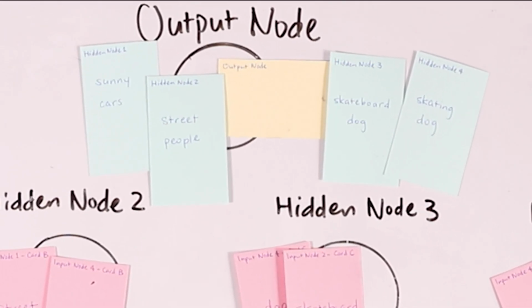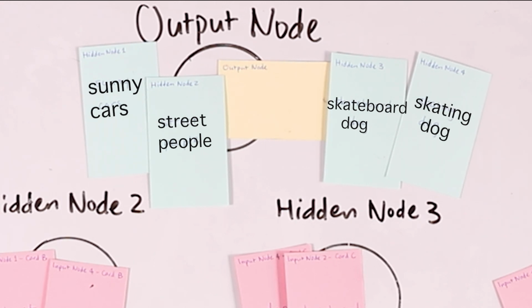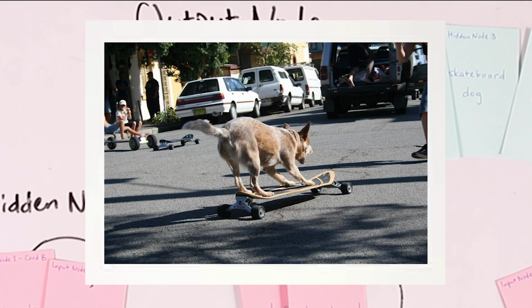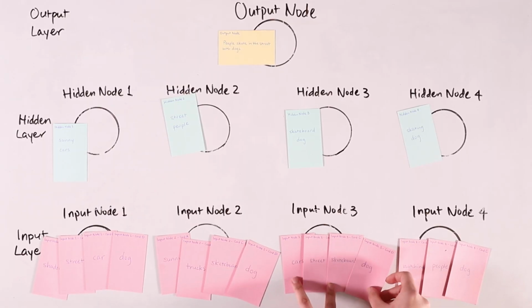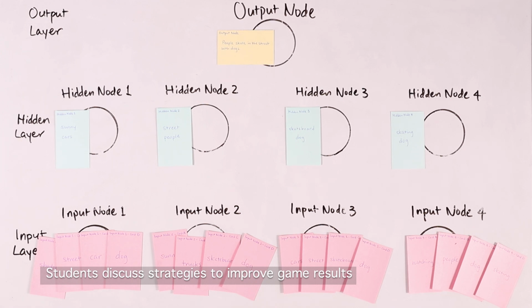Each hidden node then gives their card to the output node. The output node then tries to write a caption for the photo using only the words received. Prepositions can be used, but nothing more. Here's what this output node came up with. Does it match the photo? Now students get their cards back. Ask them if their words were chosen for the final output.